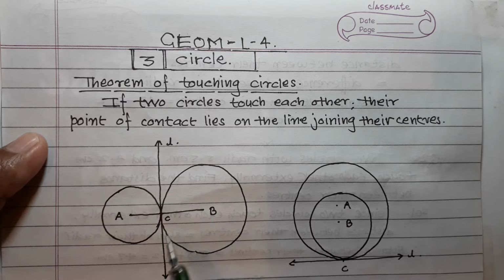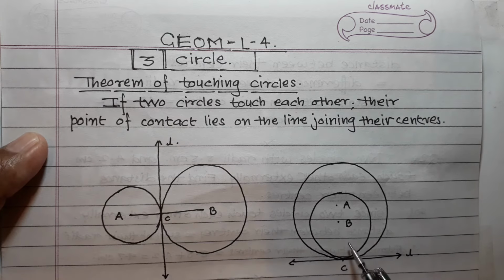In this case also, this is a contact point. If you join A and B and produce the line, then this line passes through the contact point C, and therefore these three points are collinear.